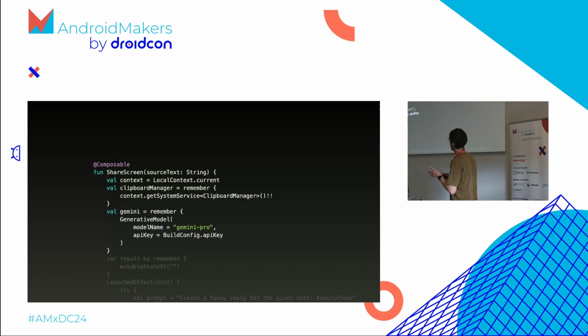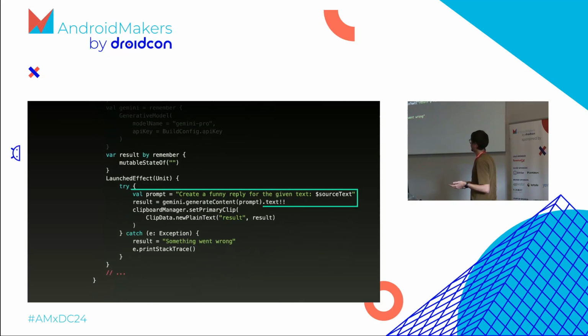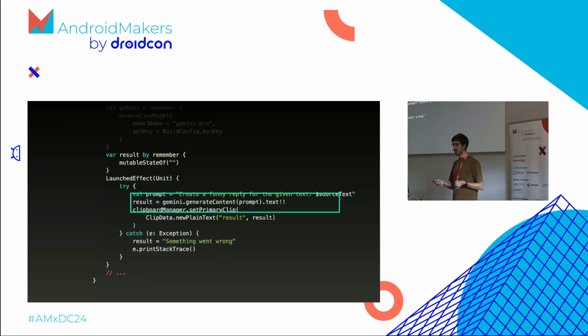So first, we get our source text that the user shared with us from the intent, right, that was shared through our app. And then we get the clipboard manager, and we create the Gemini model as you saw before. We say that we want to use the Gemini Pro, and we pass the API key. Then after that, let's become a prompt engineer, and we are going to make our awesome prompt to get a nice reply from the Gemini SDK, basically asking to give a funny reply based on what the user input. We get the results, and we put it into our clipboard.